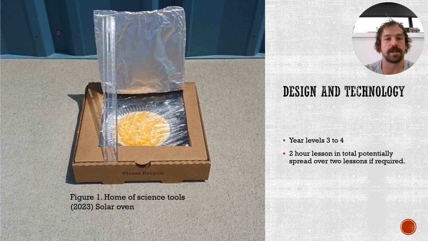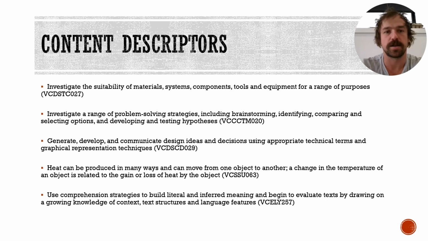I designed this lesson as students have looked at the notion of temperature and the correct use of thermometers in previous weeks. They've explored sources of heat and how they can be produced through electricity, burning, or friction. These are the content descriptors that will be addressed through this lesson. The content descriptors include design and technology, science, English, and critical and creative thinking.